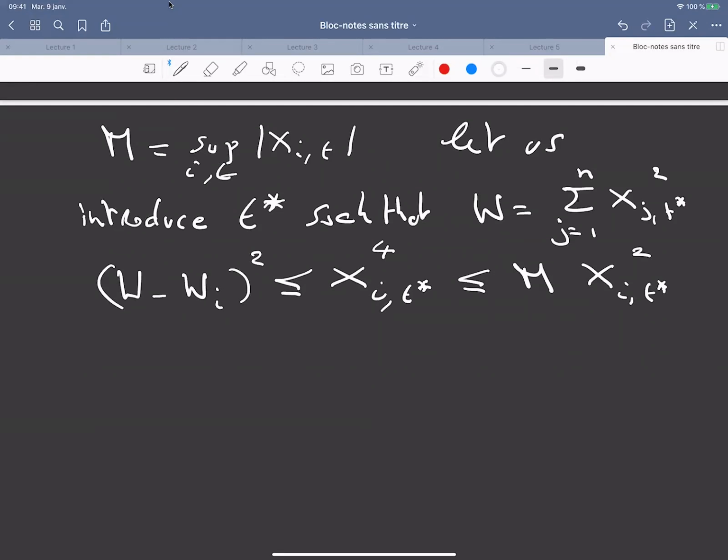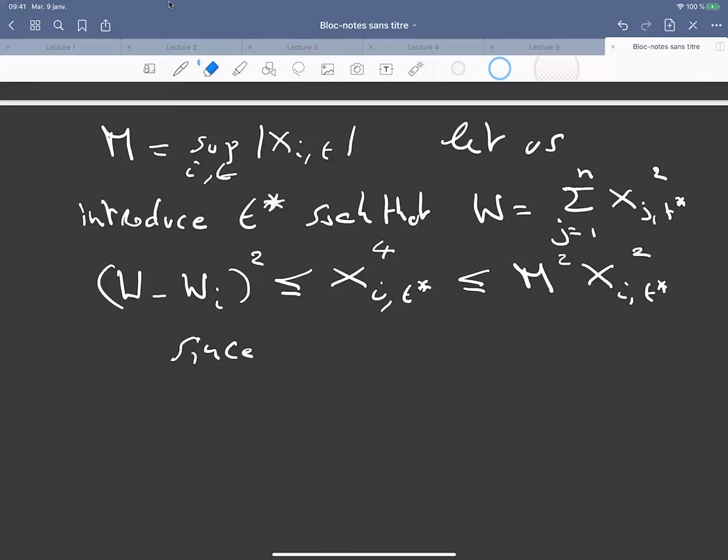So this means that since W... Monsieur, pourquoi il y a M carré? Parce que M, peut-être il y a un M carré. C'est M carré. It's M square. You're right.